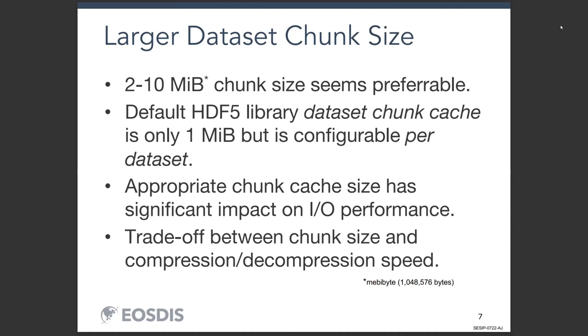However, the library default for the dataset chunk cache, which is very important to your IO performance, especially when you create a file, is set at 1 megabyte, which is way back from the time when 1 megabyte was a lot of stuff. So you really have to be aware of that and change the chunk cache if you want to create larger chunks. And again, that's not something you get out of the default settings.